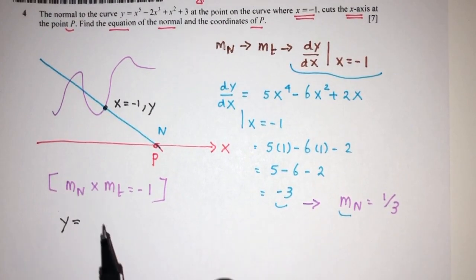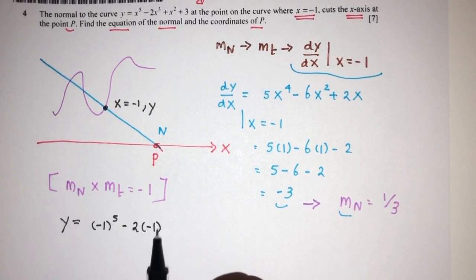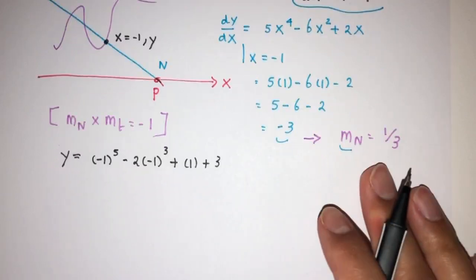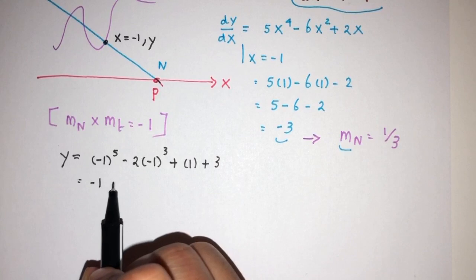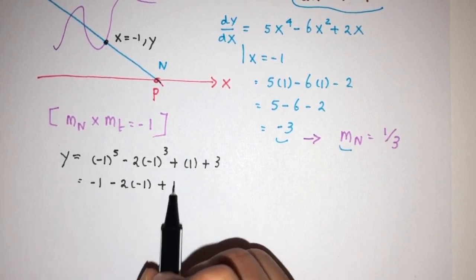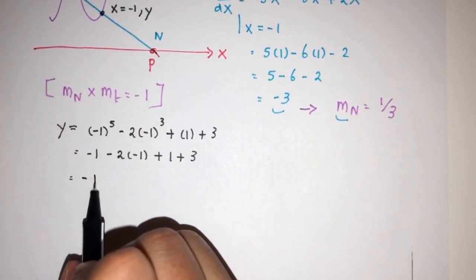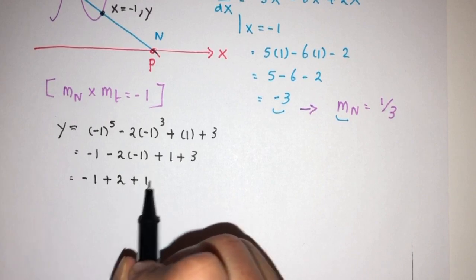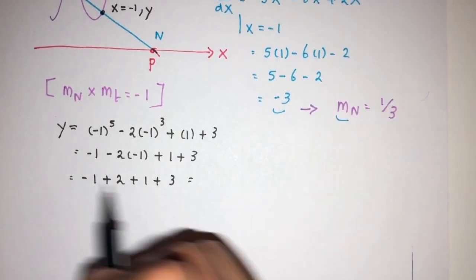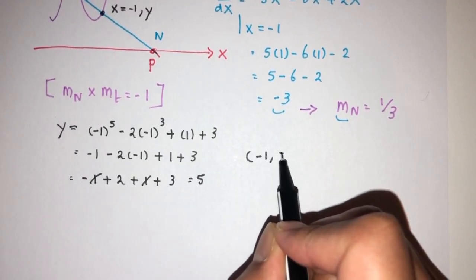So we have x power 5 will be minus 1 power 5, minus 2 times minus 1 power 3, plus 1 plus 3. That will give you minus 1, minus 2 times minus 1 will give you plus 2, plus 1 plus 3. So you have minus 1 plus 2 plus 1 plus 3. So let's see, what do we get? That should be 5, right? Because this will cancel out, and that should be 5. So the passing point is minus 1 and 5.